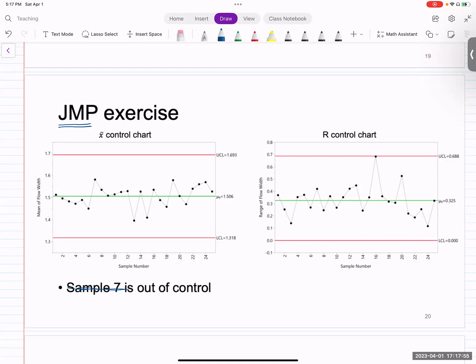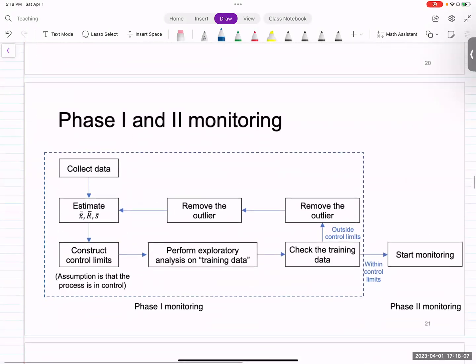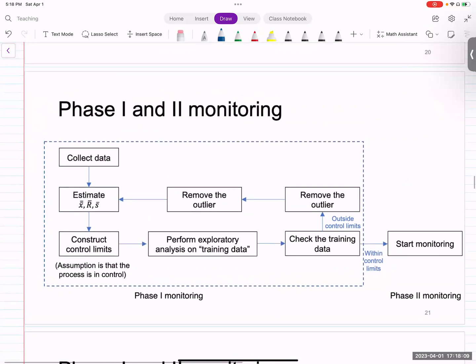And sample 7 is not out of control. This is a typo here, so let me take this off. Constructing control charts is fairly straightforward, so I'm not going to spend a lot of time on that. What I want to spend some time explaining to you is phase 1 and phase 2 control charts.